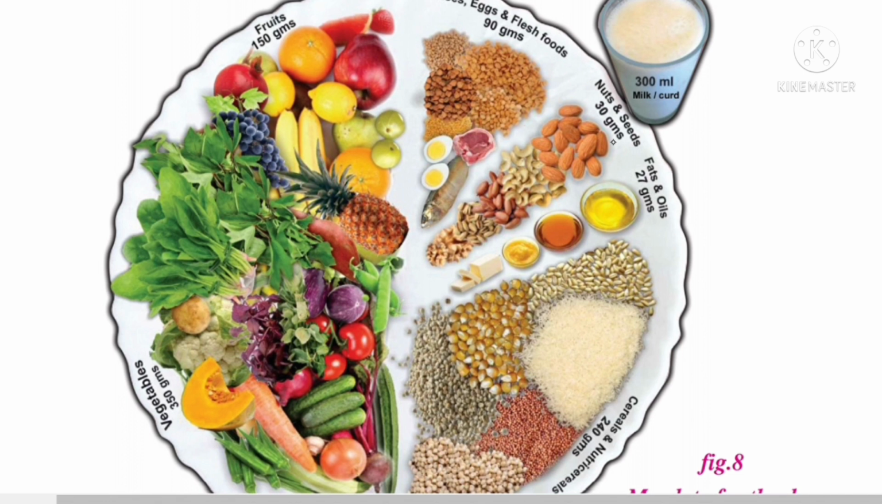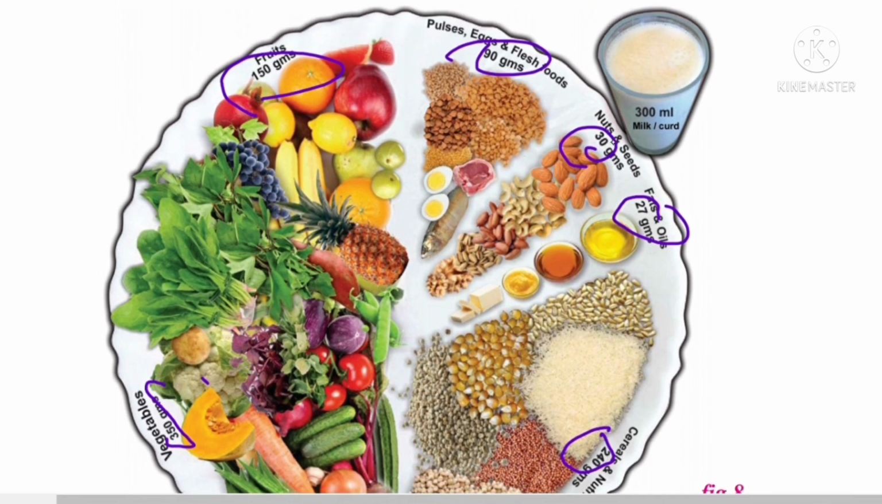See this plate. Let us move on to carbohydrates. How many grams? 240 grams of carbohydrates. And how much protein is required? 90 grams of proteins. And how much nuts? 30 grams. How much fats do we need? 27 grams. And how many vegetables? 350 grams. And how many fruits? We need 150 grams. So this is My Plate for the Day.